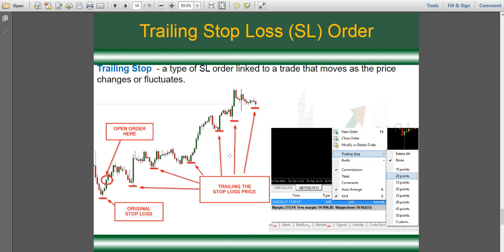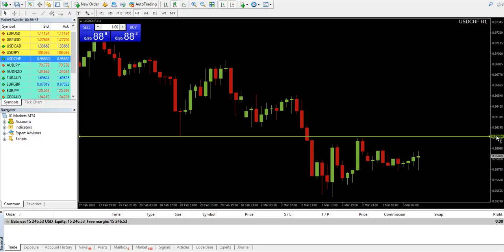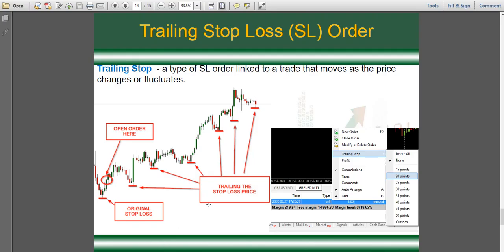Now, a trailing stop loss, some people call it a trailing stop. A trailing stop is a type of stop loss order associated with a trade that moves as the price changes or fluctuates. The ones I've shown you are where you enter one stop loss at a specific price, like here, and it is permanently fixed there, waiting for the market to come to that price for it to be triggered. And if it never comes, that order will not be executed. However, there are cases where you can trade with a stop loss that moves with the price.